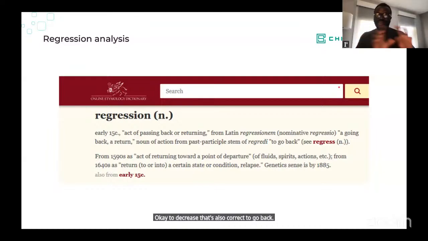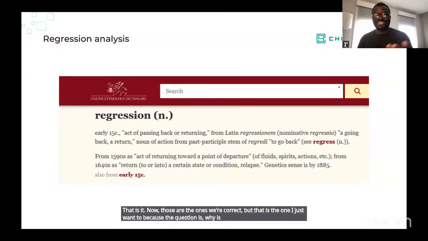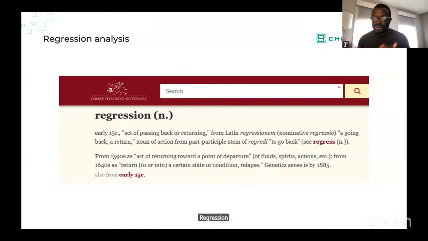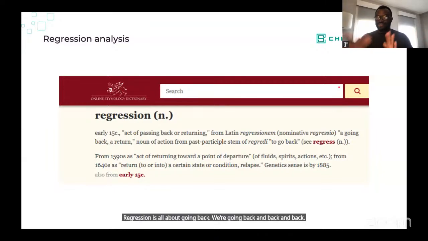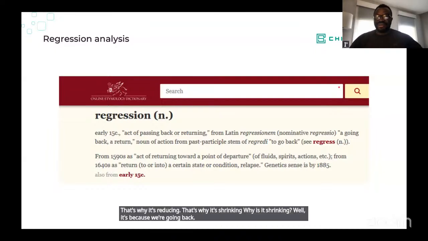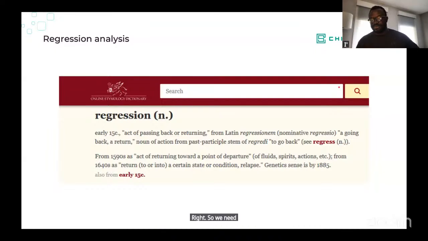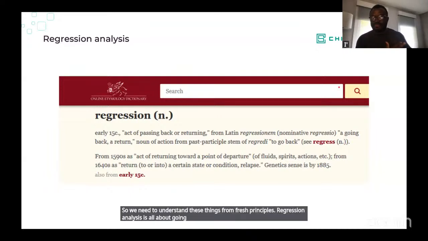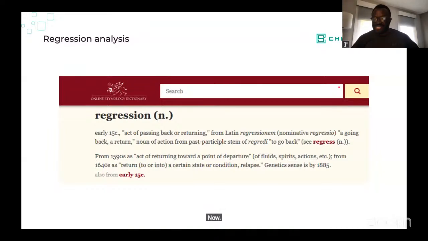That is it. Now, those other ones were correct, but that is the one I wanted, because the question is, why is it reducing? It's reducing because it's going back, right? That is the bottom line of what we want to focus on. Regression is all about going back. We're going back and back and back. That's why it's reducing, that's why it's shrinking. Why is it shrinking? Well, it's because we're going back. So we need to understand these things from first principles. Regression analysis is all about going back. We're stepping backwards. Now, the question is, why are we stepping backwards? Why are we going back?